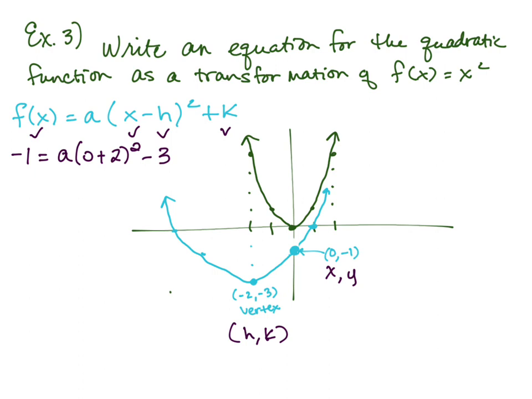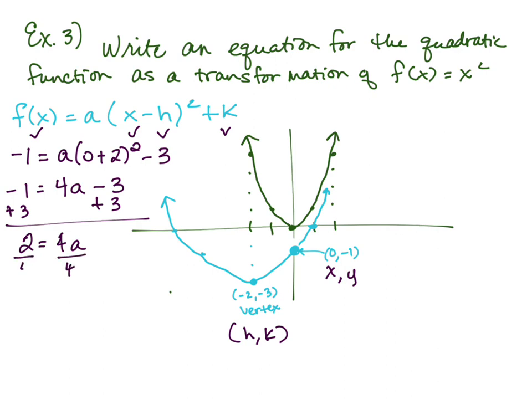Everybody okay with that? So he's got 0 plus 2 is 2. Squared is 4. So let's call that 4a minus 3. Add the 3 to the other side. So 2 is equal to 4a. A equals not 2, 1/2. And can you tell that by this fraction? Can you tell it's got a vertical stretch of half?